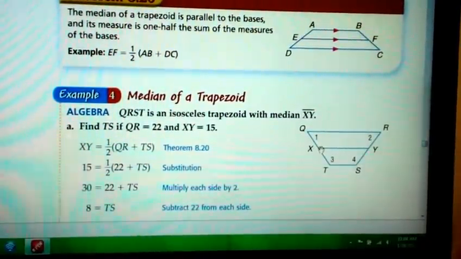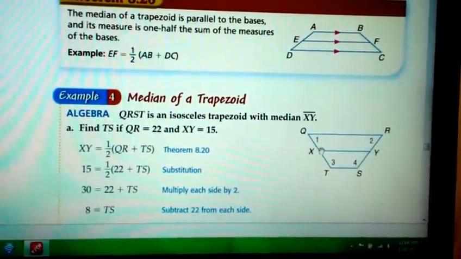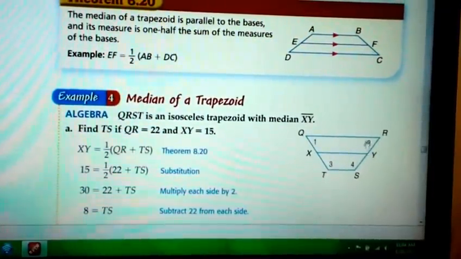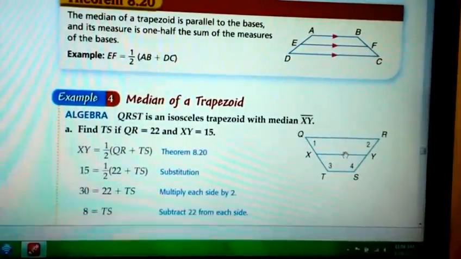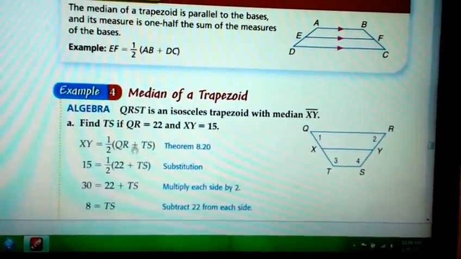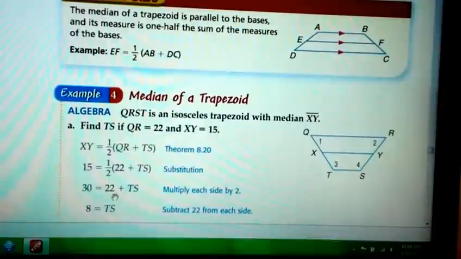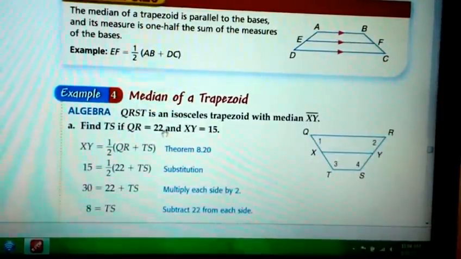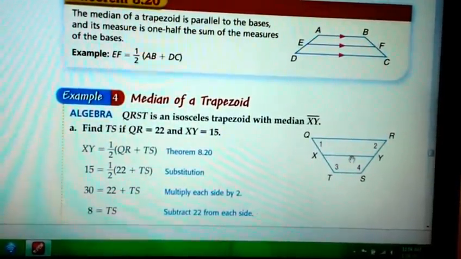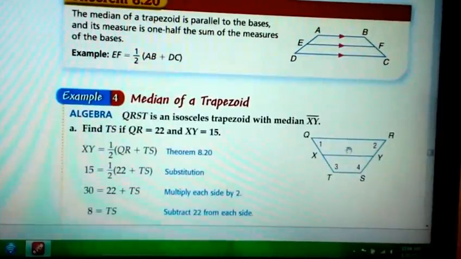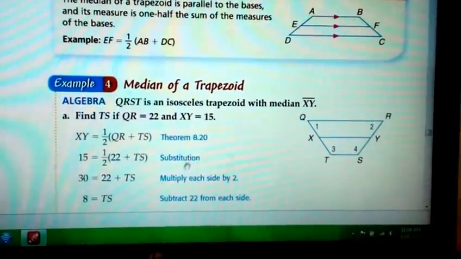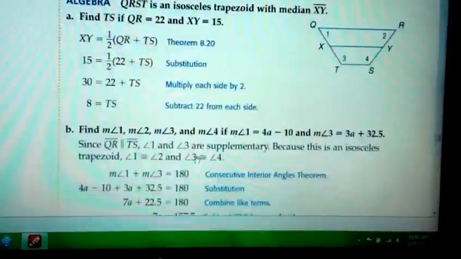Here's example number 4. In example number 4, it tells you that QR is 22, and it tells you that XY is 15. So they tell you the top base, and they tell you the median, and you're supposed to figure out what the bottom base is. And yes, you can use this equation to figure it out, but you can also use some logic. For instance, 22 is 7 bigger than 15, right? So if this is 22 and this is 15 and they're 7 apart, what you can do is subtract another 7 from 15 to figure out that TS is 8. If you didn't get that, we'll discuss it in class.